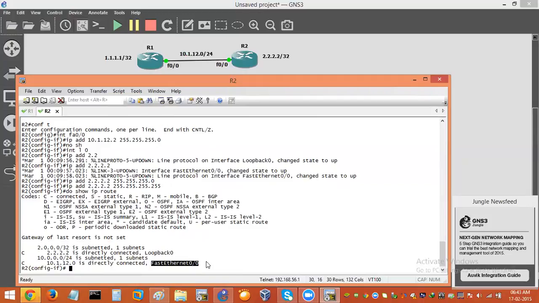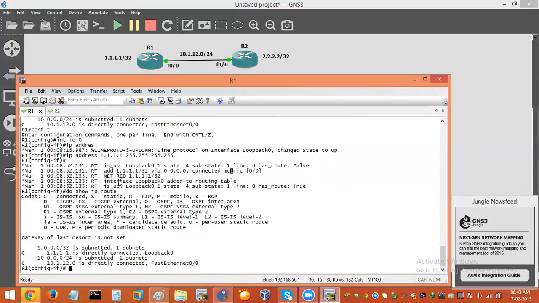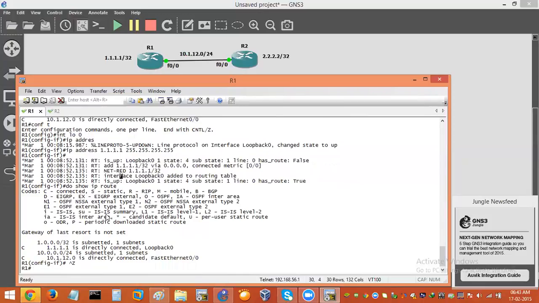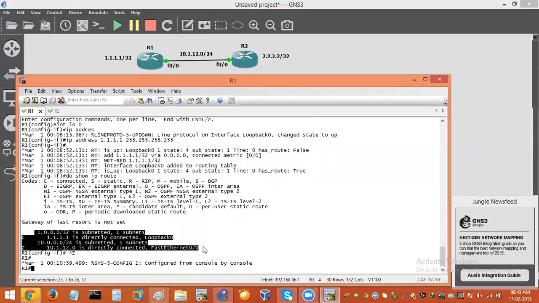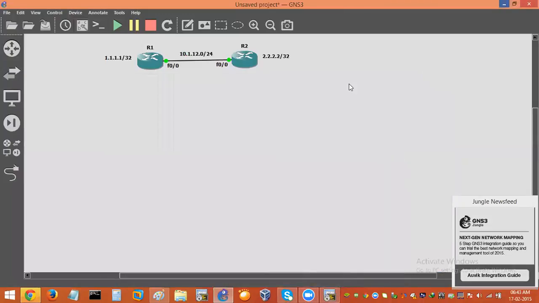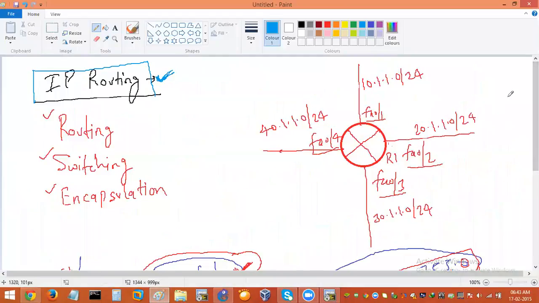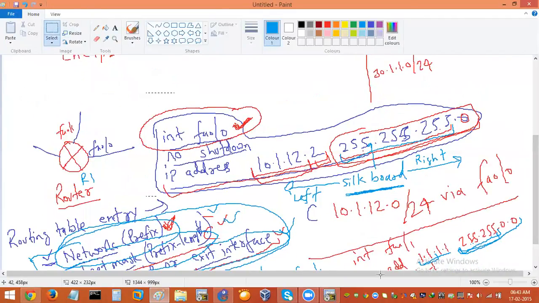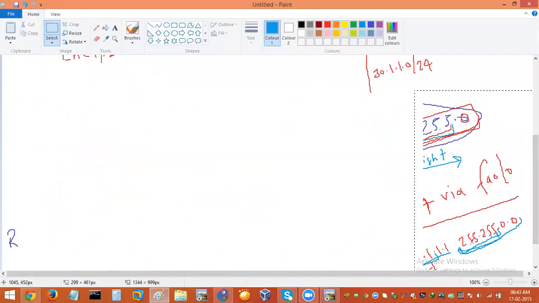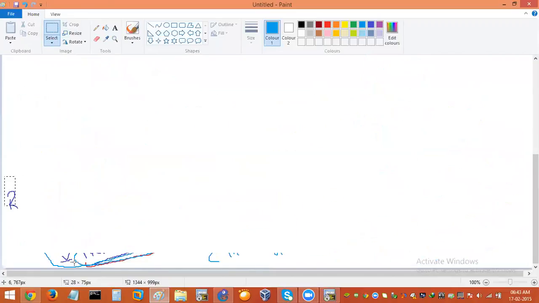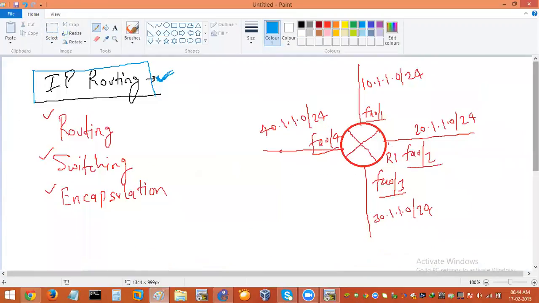Okay, now this is something that you should understand. The first thing in IP routing. Okay, now let's come back to our slide and dig a little deeper into the IP routing process. So we have this routing process.